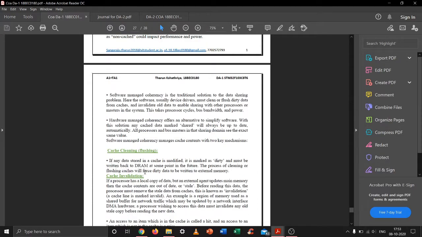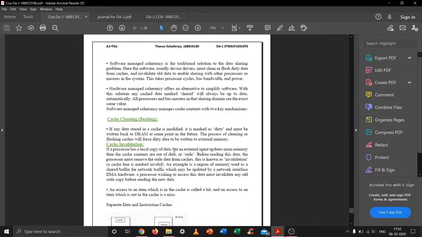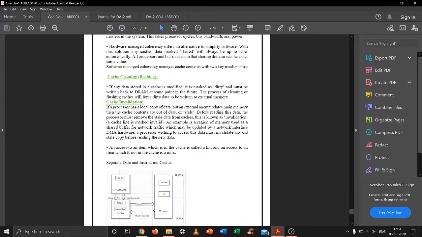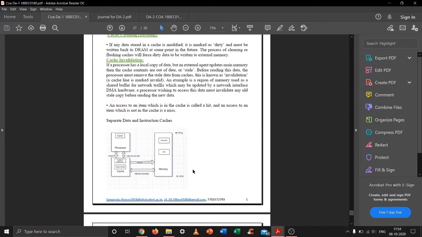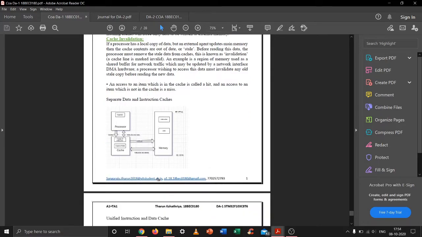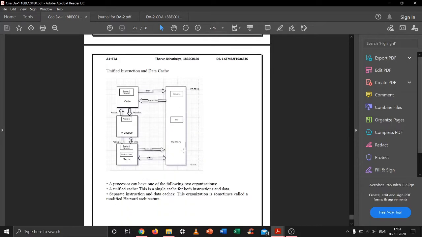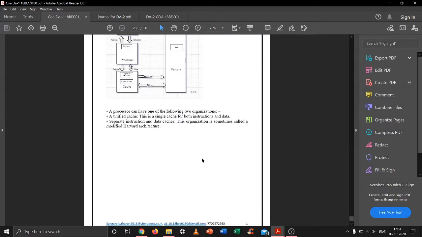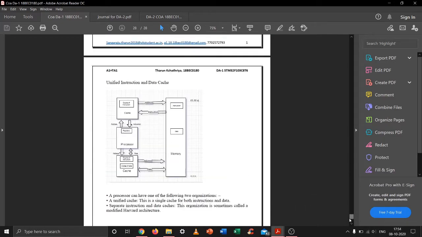Cache cleaning: if you need to clean the cache, we need to do this, like flushing, cache invalidation, like this. This is the miss. Hit: an access to an item which is in the cache is called a hit, and an access to an item which is not in the cache is a miss. This is the block diagram from which we can easily see all those things. This is the end of the 10th question.